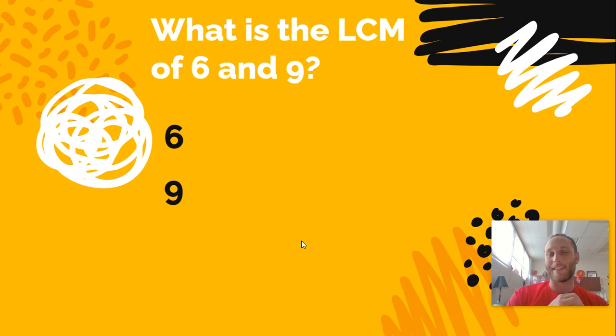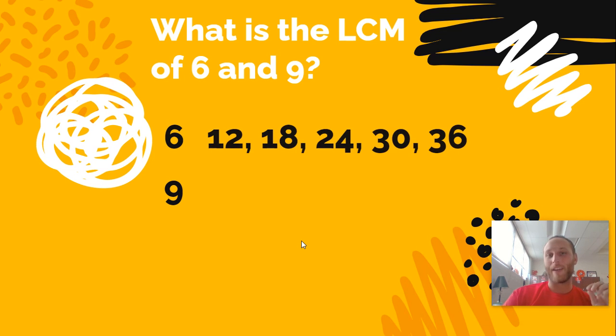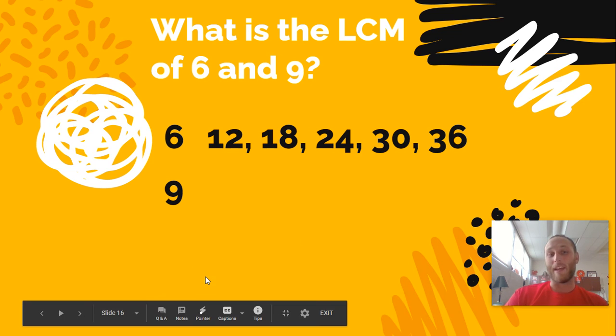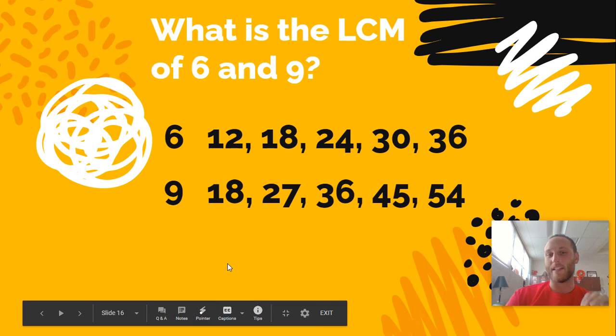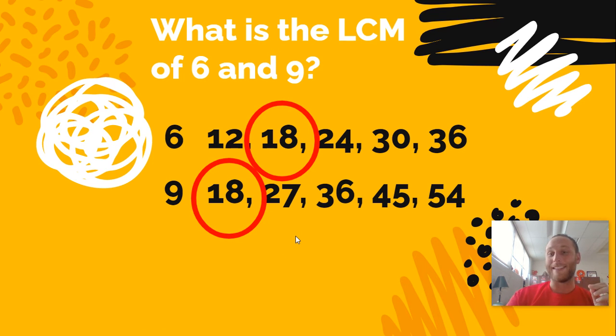What is the LCM of 6 and 9? Okay, if you did this correctly: 6, 12, 18, 24, 30, 36. We already did that in the last problem. And then we have 9: 9, 18, 27, 36, 45, 54. And then boom, I can see that 18 pretty much right away was our least common multiple.